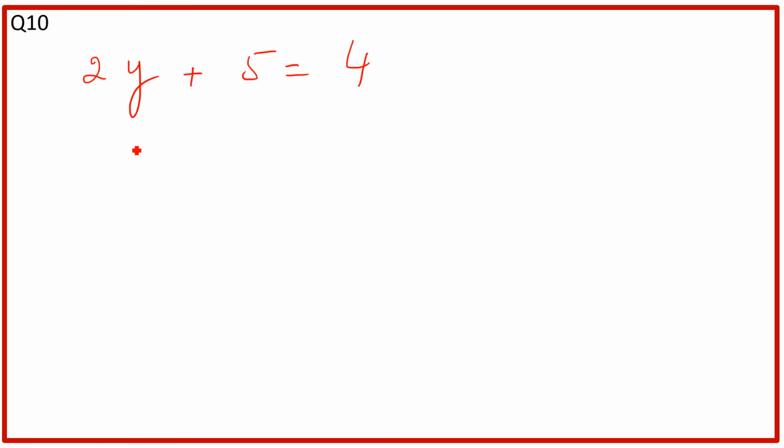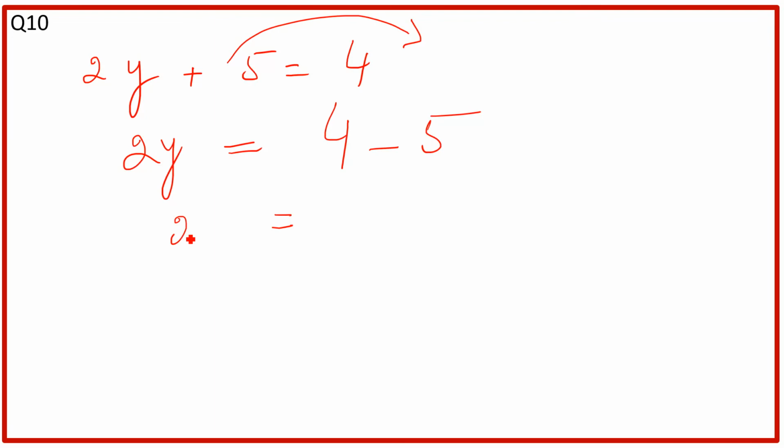So see, 2y, we do not have any other variable on the right hand side, so only 2y will remain the same on the left hand side, and 4 will remain the same on the right hand side. We will just take the transpose of 5, meaning we can take my positive 5 to the other side of the equation, so the sign will change. 2y is equal to 4 minus 5, which is negative 1.